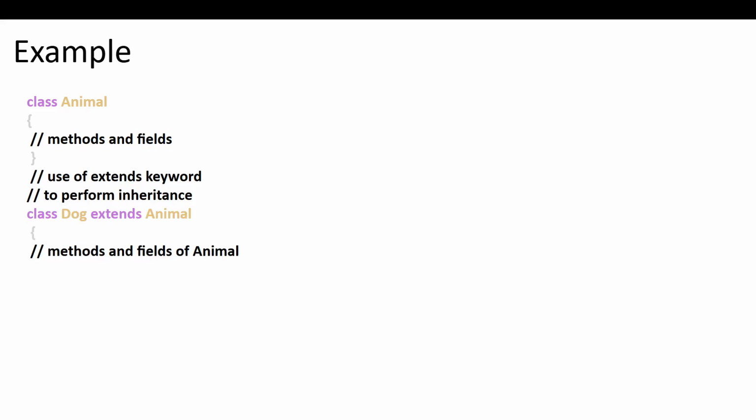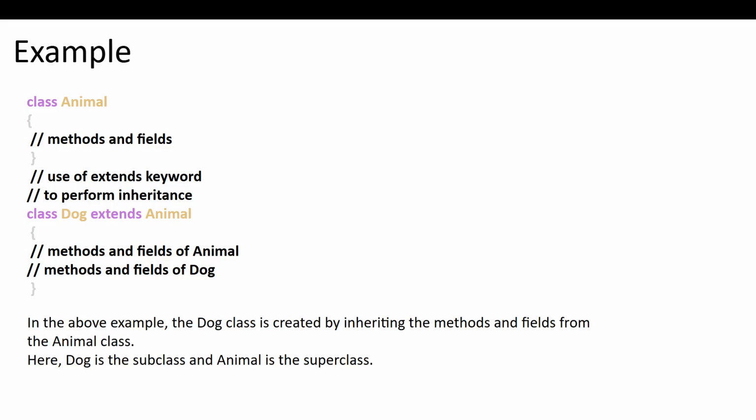Example: first you have to define the base class, the superclass, which is named animal. It contains its own methods and fields. From this class, we can derive a dog subclass using the extends keyword. The dog class contains its own methods and fields, along with the methods and fields of a superclass, that is the animal class. So this is the structure to do the inheritance.